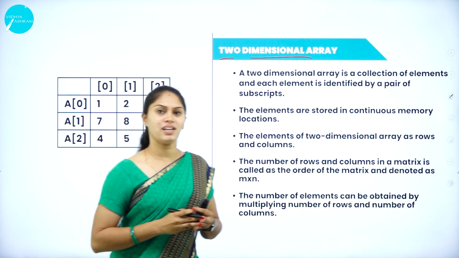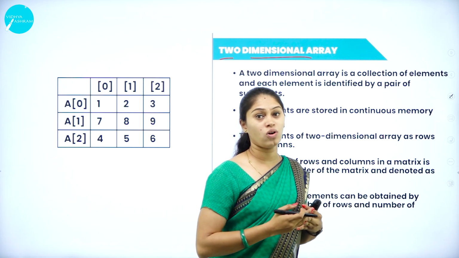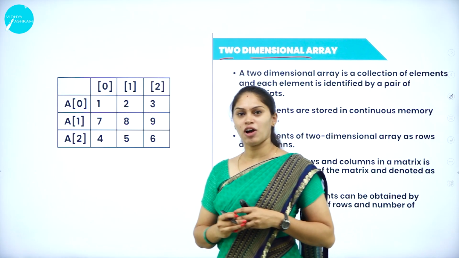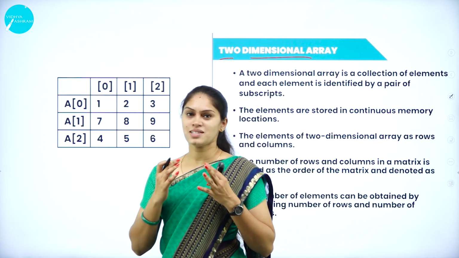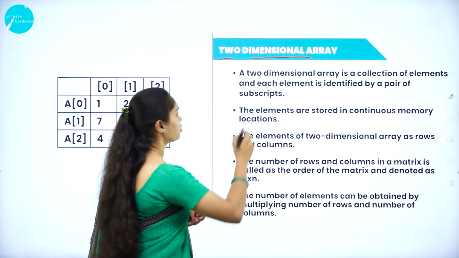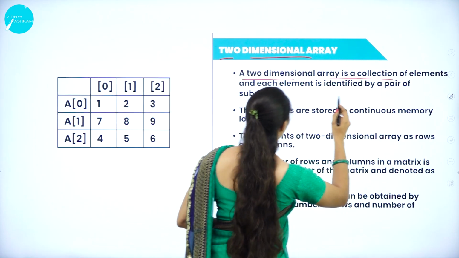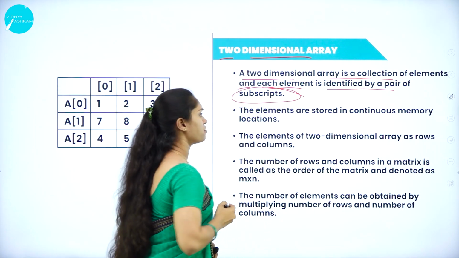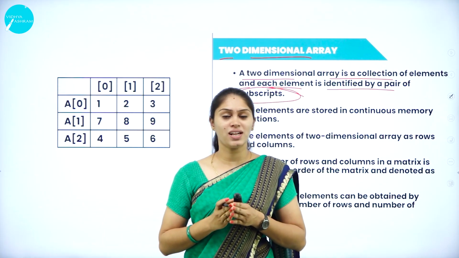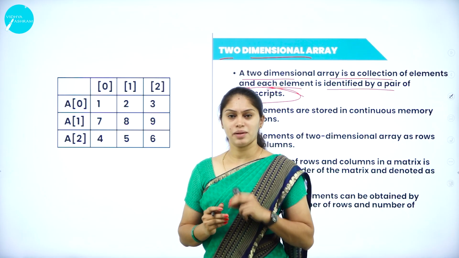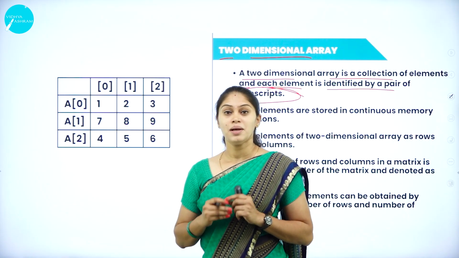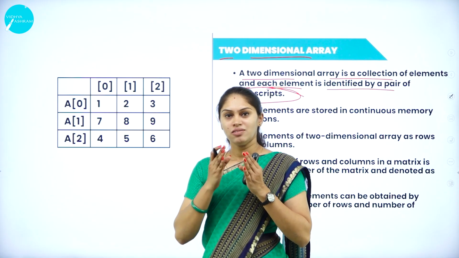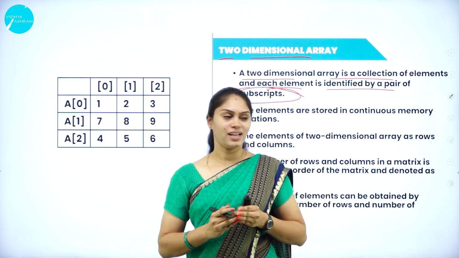When it comes to the one-dimensional array, it can be either row or column. But when it comes to the two-dimensional array, here we have both row and column as a combination. That is, a two-dimensional array is a collection of elements and each element is identified by a pair of subscripts. In a one-dimensional array, we have only one subscript, that is only one location. But in a two-dimensional array, we have a pair of subscripts. That means we have a row along with a column.